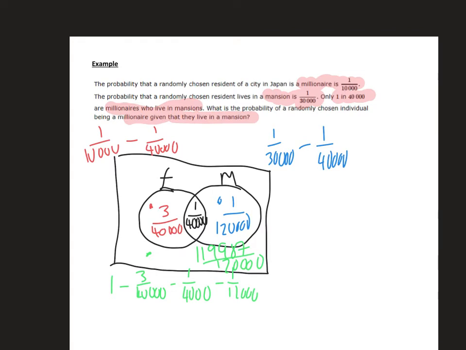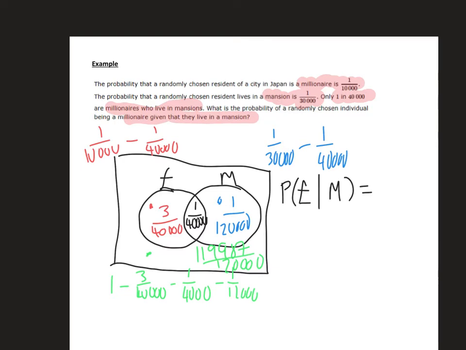What's the probability of a randomly chosen individual being a millionaire given that they live in a mansion? When I'm doing my probability, I'm putting a given that after my line. So given that they live in a mansion, what's the probability that they're a millionaire? That's the probability I'm trying to work out. So I'm given that they live in a mansion.